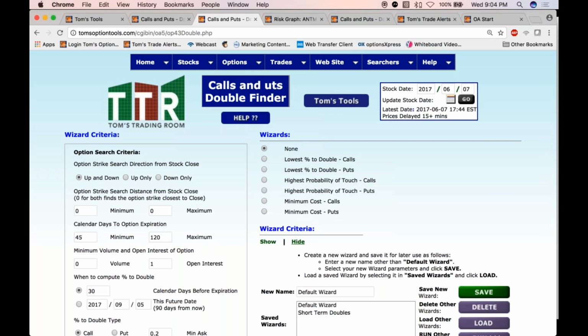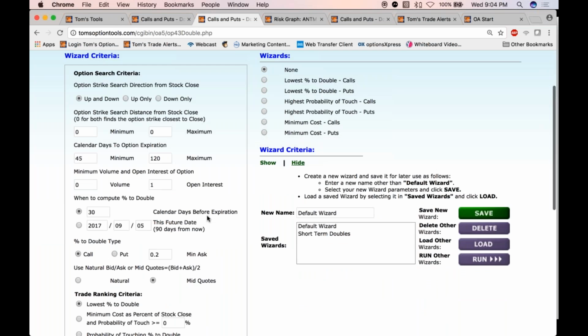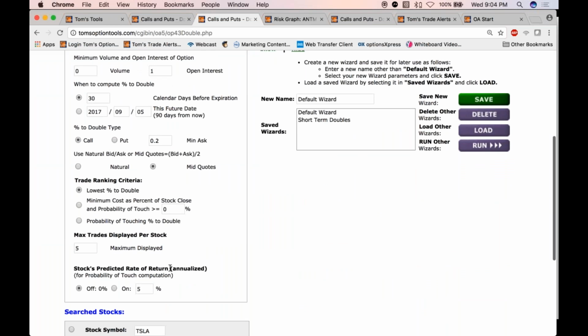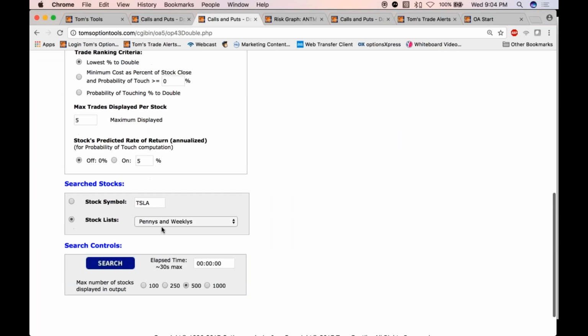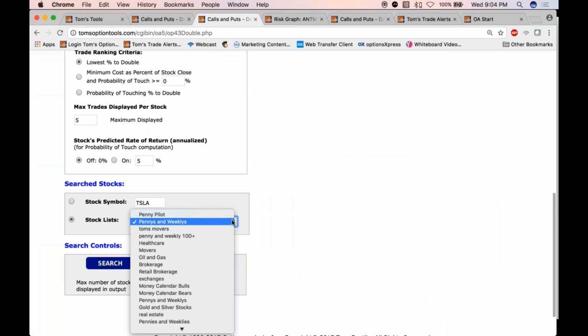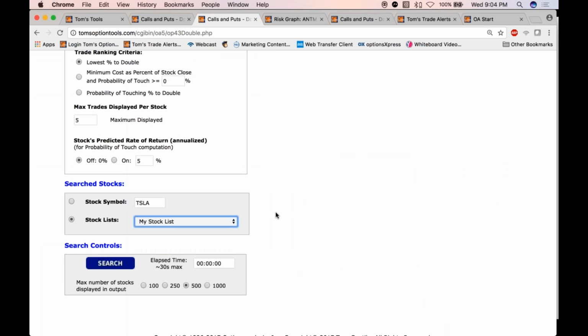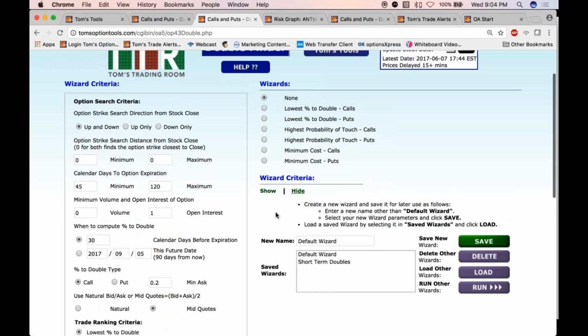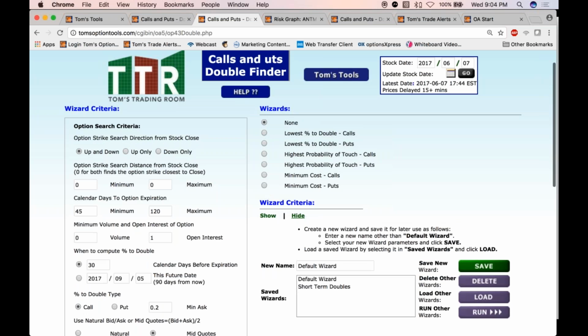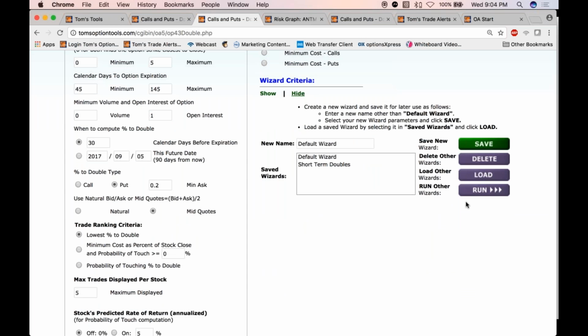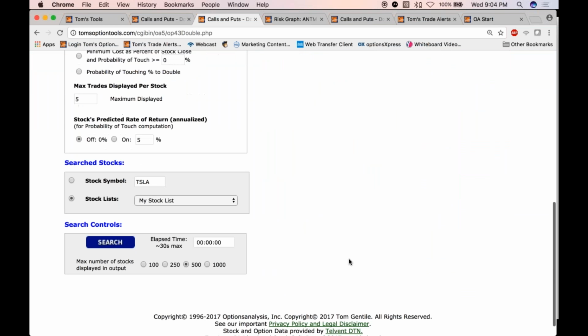And I'm going to go in and I'm going to say, I want to use, now follow along with me, here's some option search criteria. I'm going to use lowest percent to double. And I'm going to come down here and make sure that this is on my stock list, not the pennies and weeklies. My stock list, those 23 stocks. And so I want to see lowest percent to double puts because these stocks do not look like they're moving higher. Right?